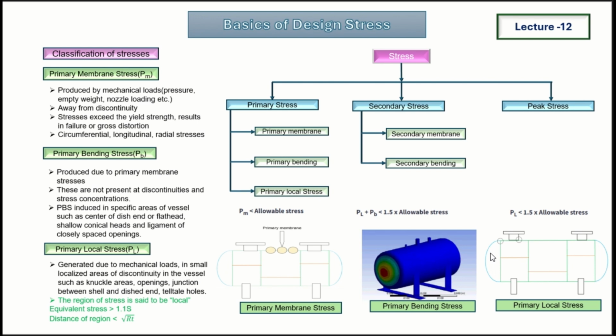And Division 1 gives a statement: the region of stress is said to be local if the equivalent stress is greater than 1.1 times the allowable stress and the distance of that region is less than root RT. Only then can we say that the region of stress is local stress. I hope now you understand primary stresses. There are three types of primary stresses, and next we go to secondary stresses, guys.